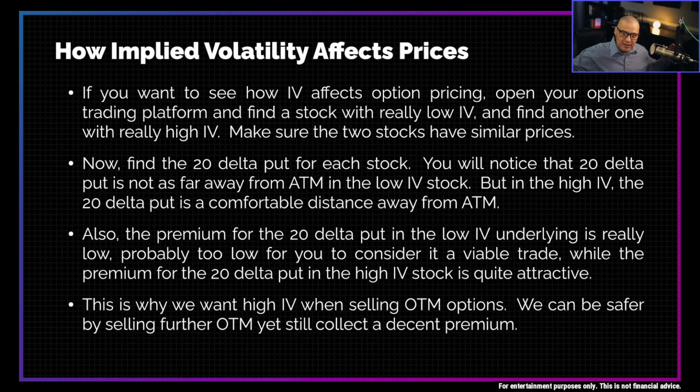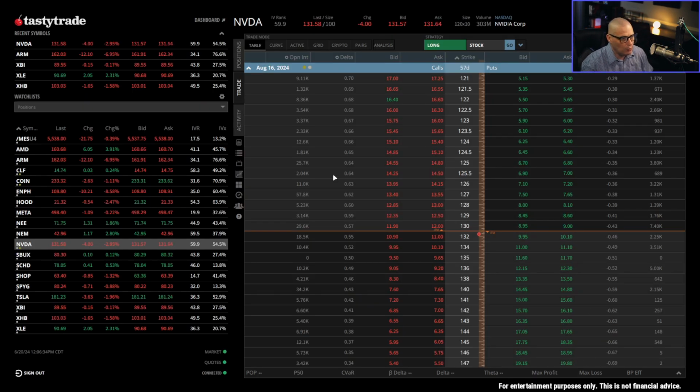It's going to have a comfortable distance because the IV is the range, and the range is bigger if the IV is bigger. So that 20 delta put is going to be further out of the money. It's also going to be richer in premium. You're going to get paid more for selling that 20 delta put on a high IV stock compared to a low IV stock. And this is really why you want to sell options on stocks with high IV: you get paid more, and you can get a little bit safer distance away from that at the money strike.